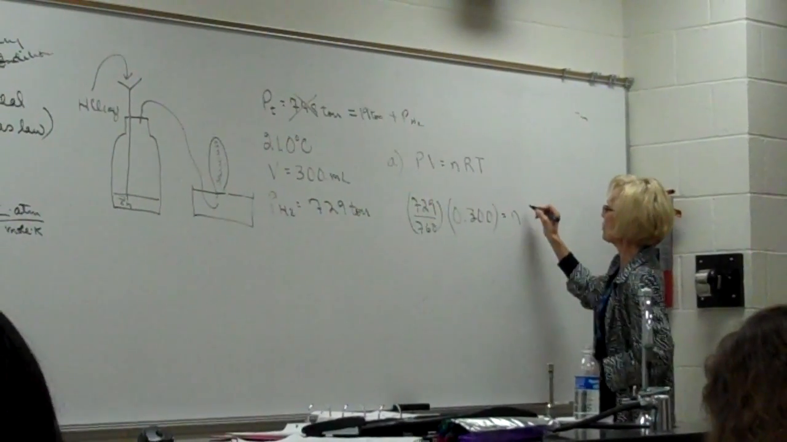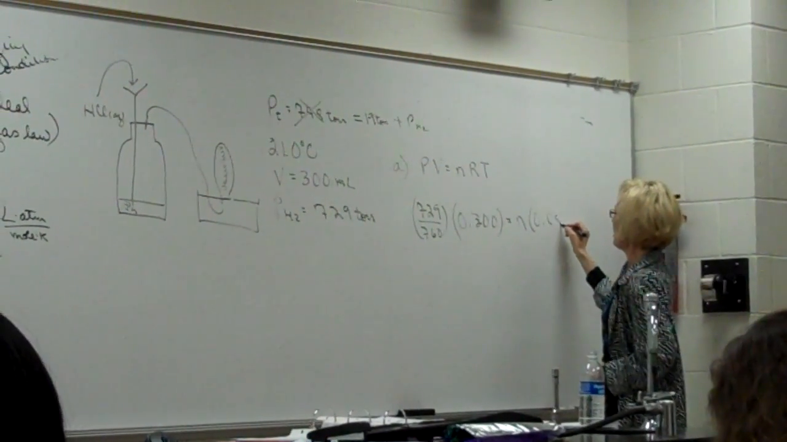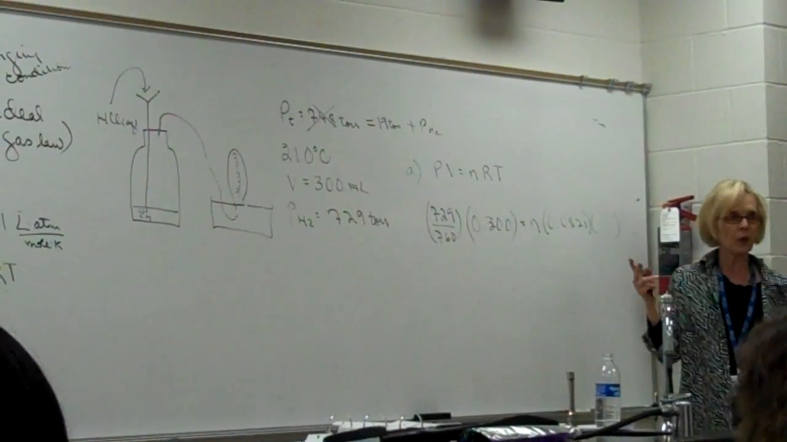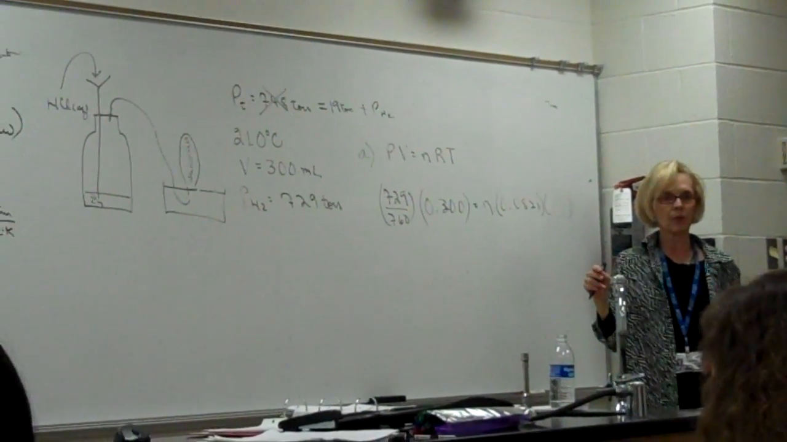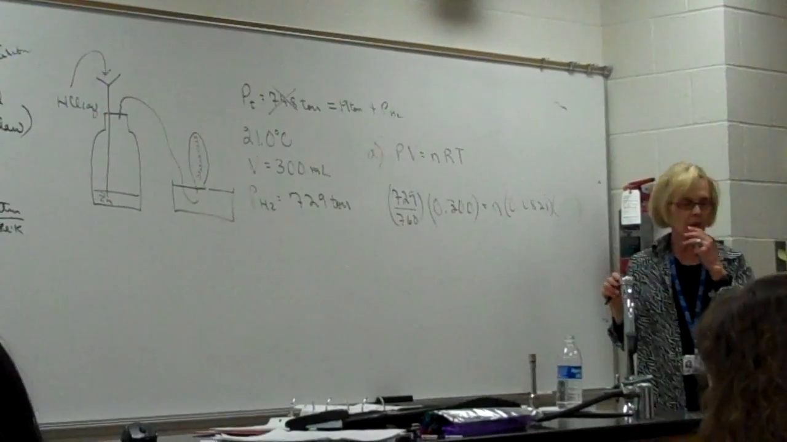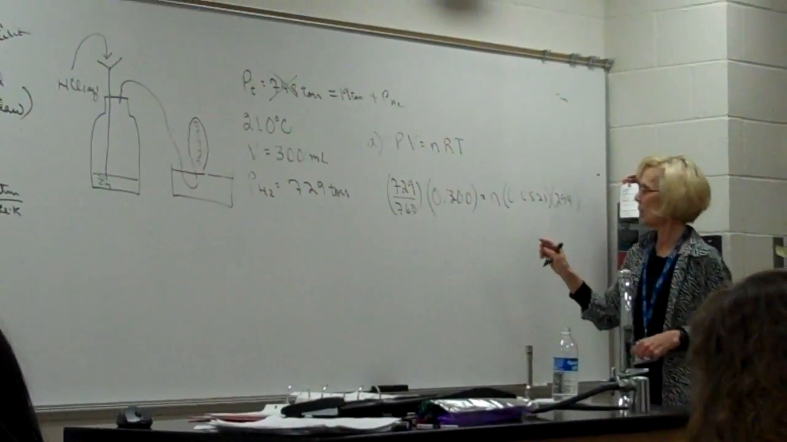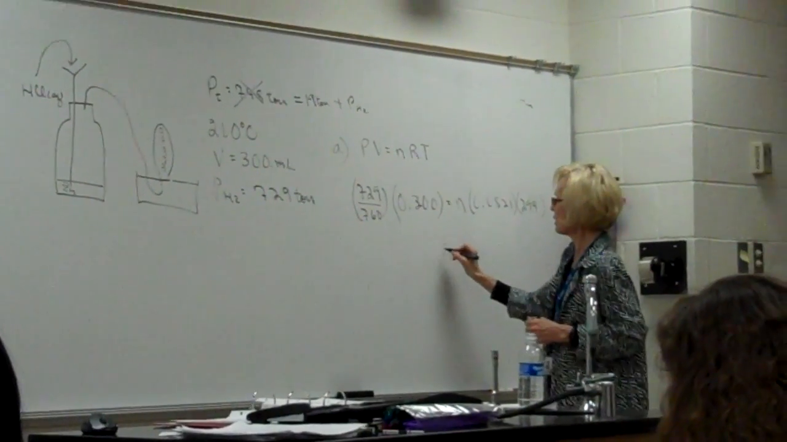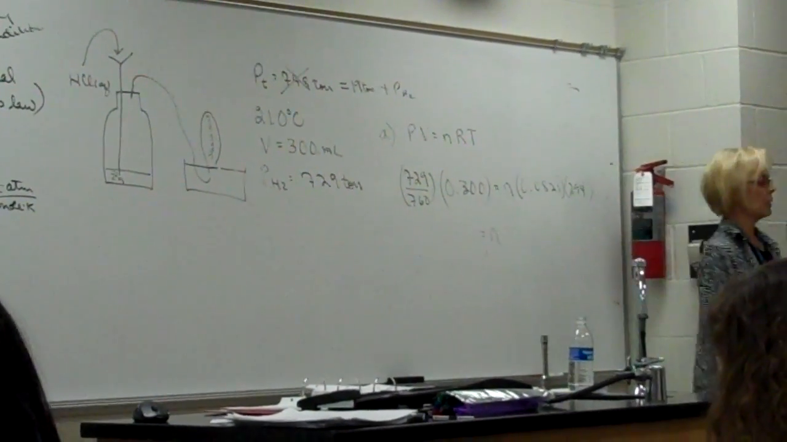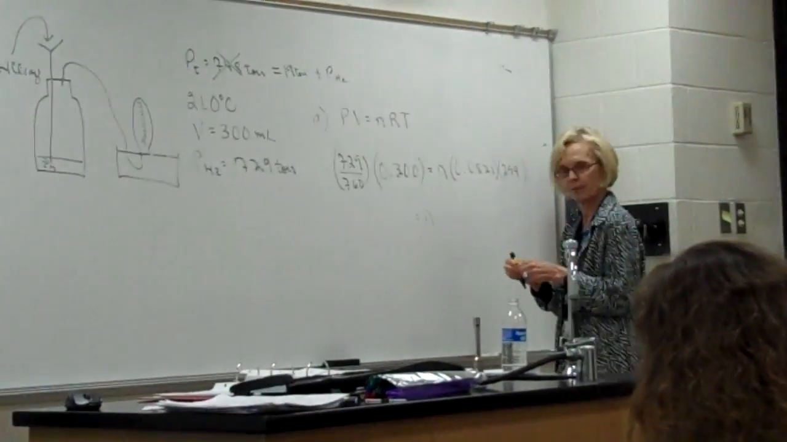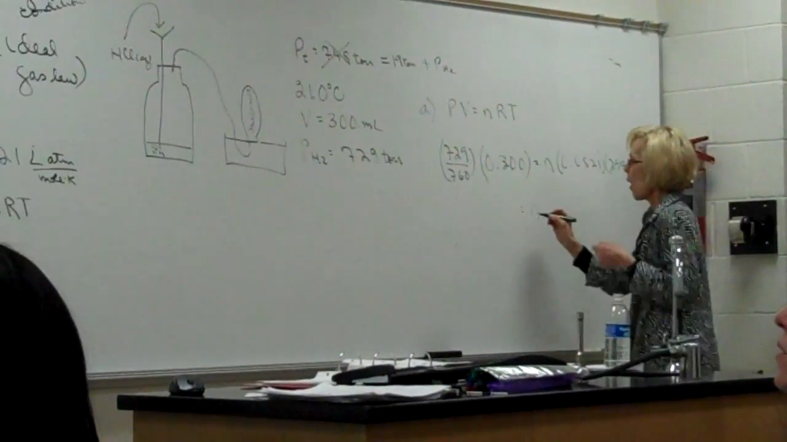And then we can solve for n. We know R. And temperature, 21. Do I want 21? No. What do I want, Meredith? You want it Kelvin, so it's 294. 294 Kelvin. And then we're going to carefully punch this through, and we are going to get, does anybody have moles without looking at my notes? Yeah, 0.02.